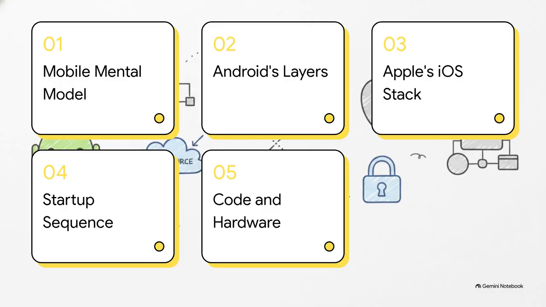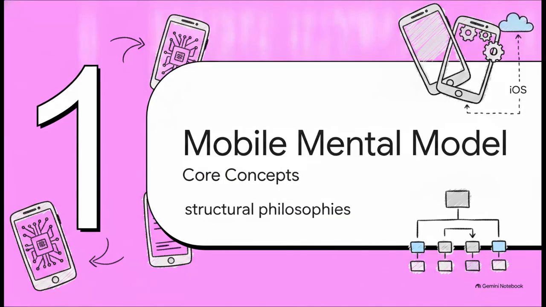Here is our roadmap for today. We'll start with the mobile mental model, then peek inside Android's layers, followed by Apple's iOS stack. After that, we'll map out the startup sequence journey, and finally, look at bridging code and hardware. Section 1. The Mobile Mental Model.